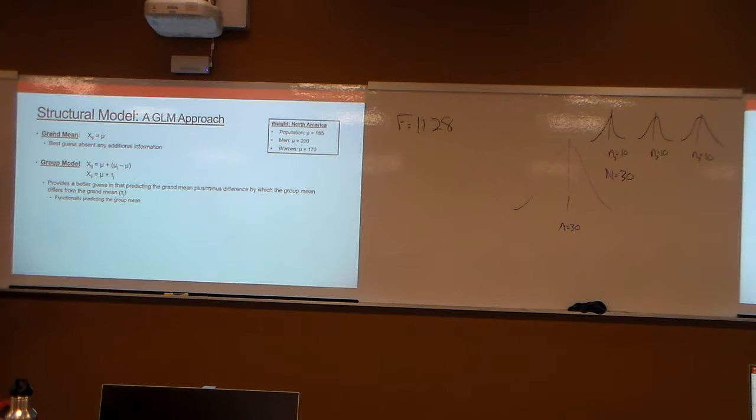Same thing, if I tell you I randomly select a woman, we would take the mean of women and subtract the population mean from it. That's going to give us negative 15. We take the grand mean and subtract 15 there. Now we're back down to the group mean. So functionally, we're predicting the group mean based on an adjustment.